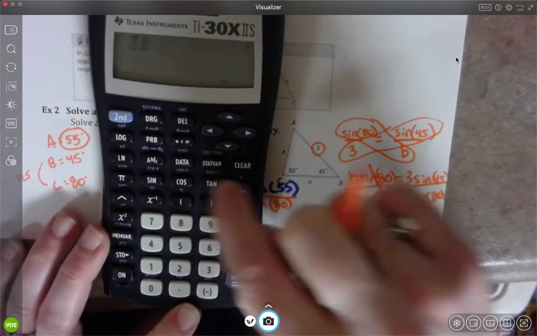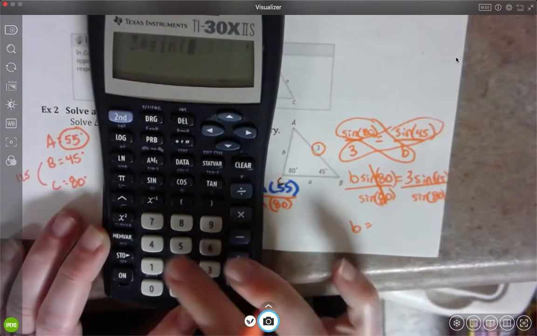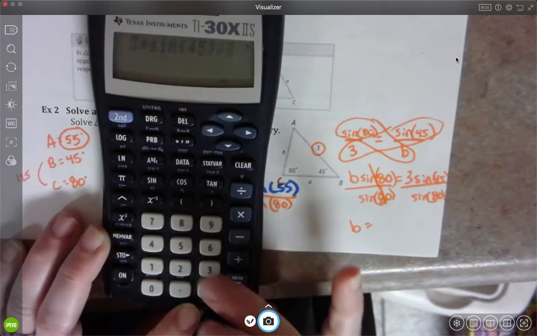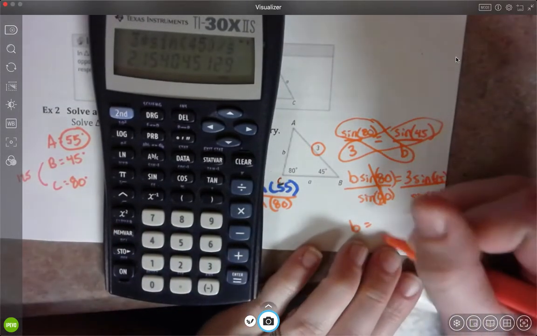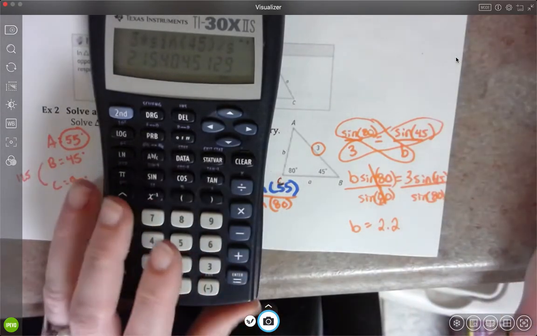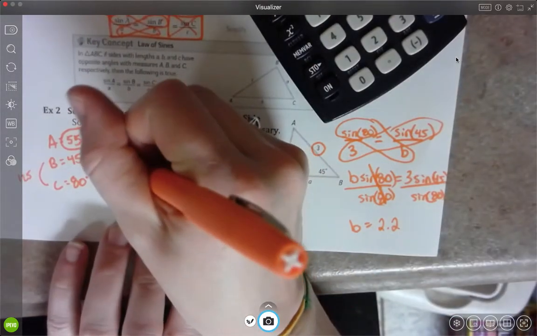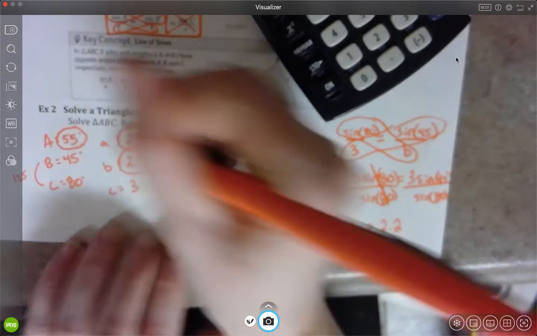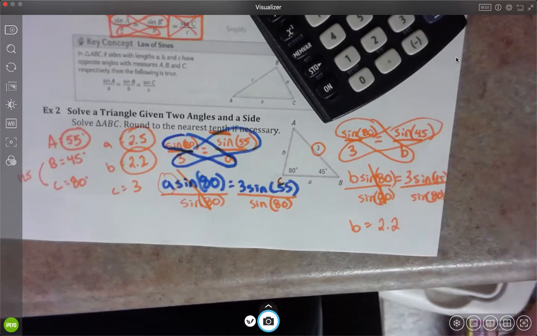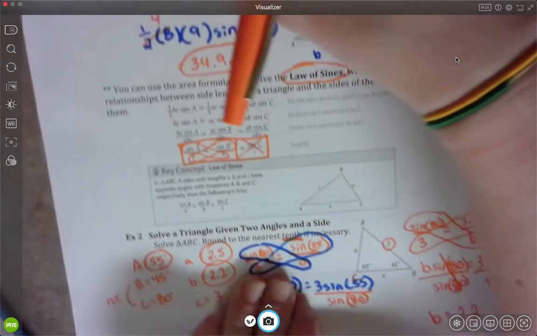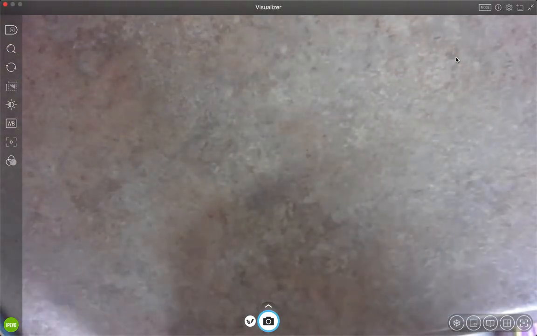3 times sine of 45 divided by sine of 80. And that is 2.2 if we round. So I have found this guy, I have found this guy, and I have found my capital A, and that's what I was needing to do. So there you go. I'm going to go on to the back side. We're going to do one more example, and then I'll save the rest of it for the next video.